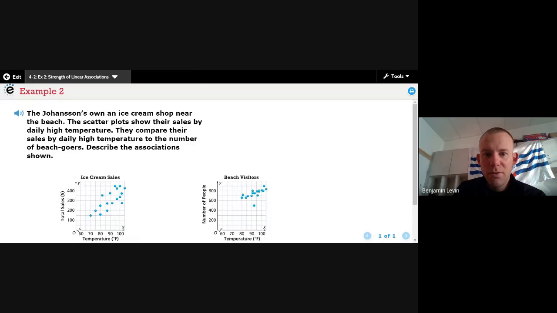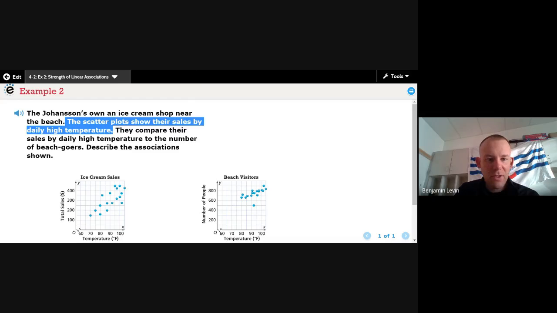All right. The Johansons own an ice cream shop near the beach. The scatter plot shows their sales by daily high temperature. They compare their sales by daily high temperature to the number of beachgoers. Describe the associations.